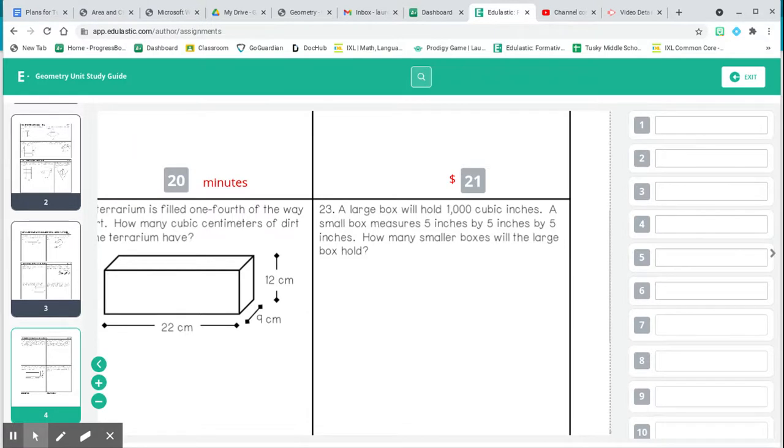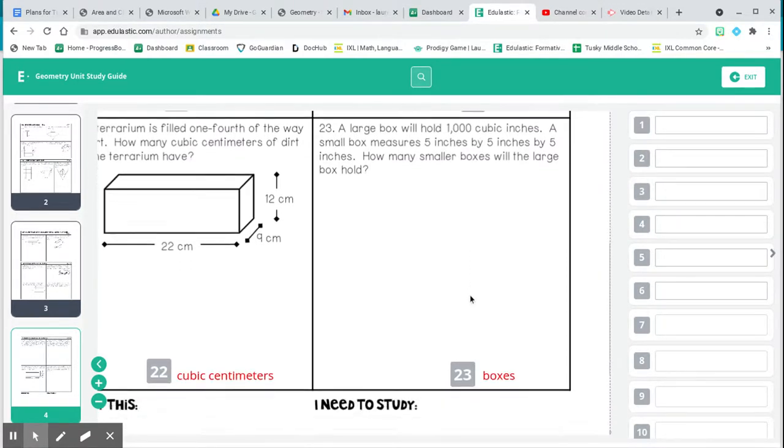And last one, 23. Okay, so you have boxes that measure 5 inches by 5 inches by 5 inches. And you want to know how many of those littler boxes would fit in this large box that holds 1,000 cubic inches. So your answer is going to be how many boxes.